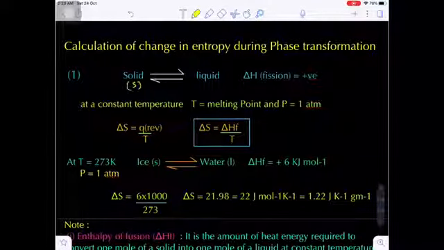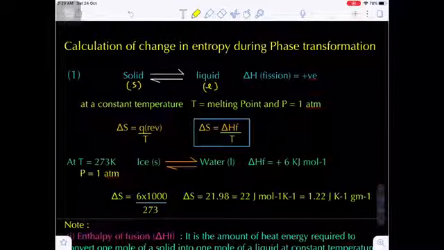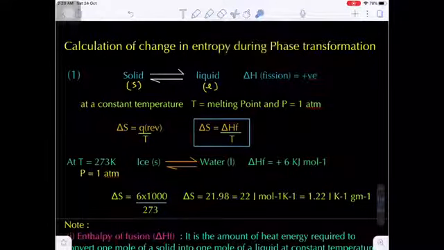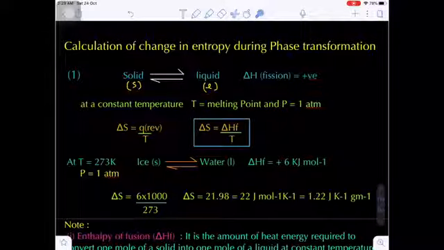So let's suppose we are assuming solid and liquid. There is an equilibrium. When a solid is converted into a liquid, obviously the change in entropy becomes positive, because from solid to liquid the randomness, the disorder, increases, thereby entropy increases. Now here we know from solid to liquid it is an endothermic process. Yes, because the solid absorbs heat energy from the surroundings and it will be converted into the liquid.